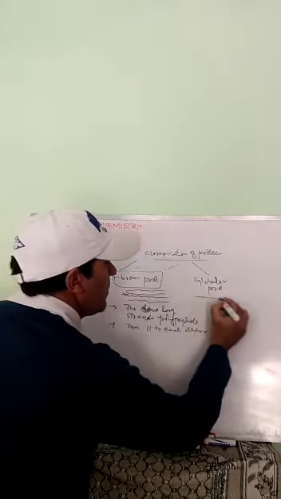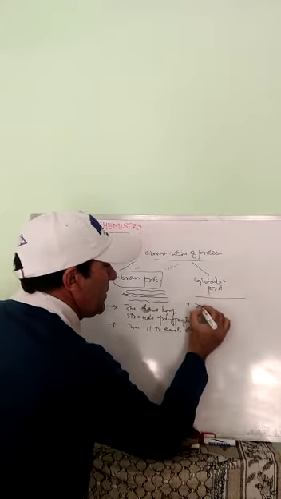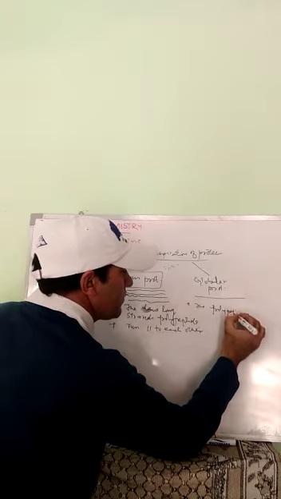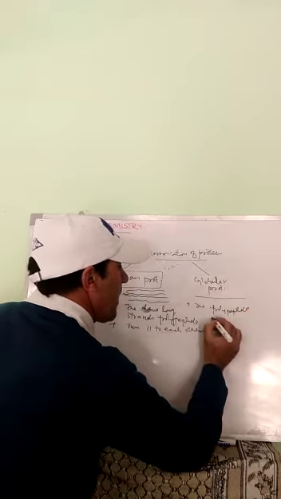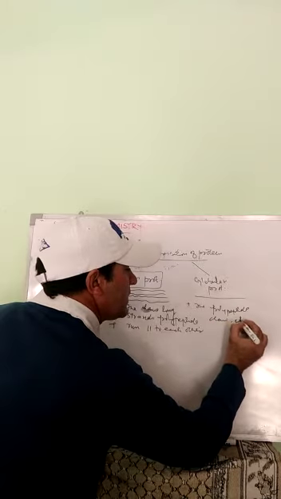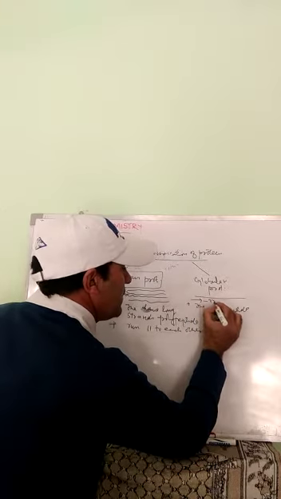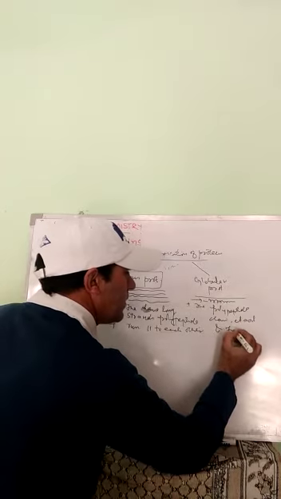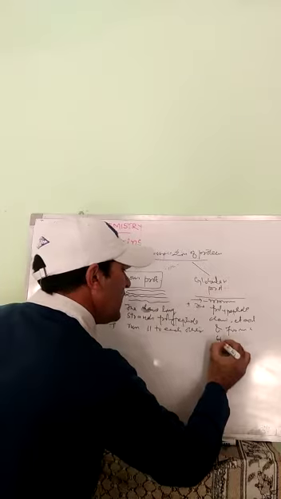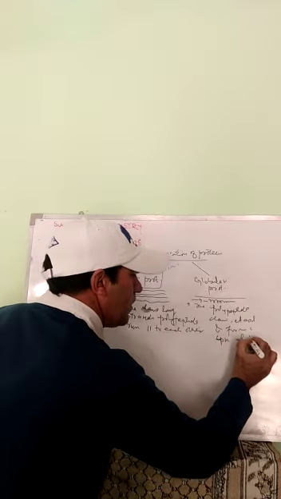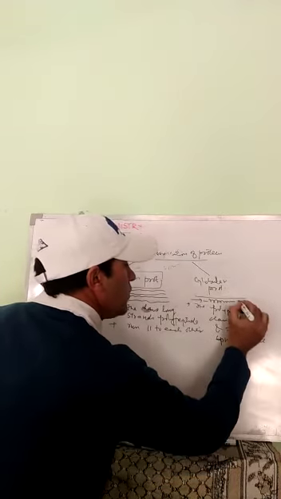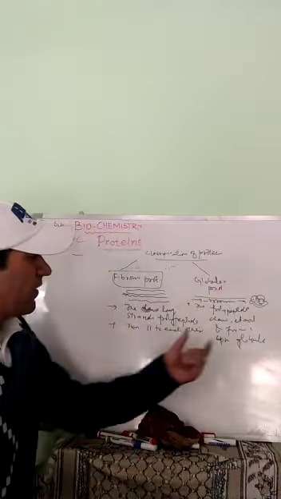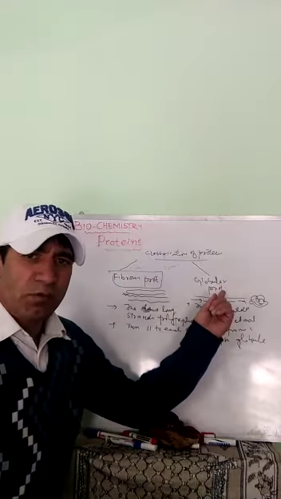On the other hand, in globular proteins the polypeptide chain coils like a spring-like structure. It coils and forms a spherical globule. So it forms a structure like this, a spherical globule. Such types of proteins are known as globular proteins.